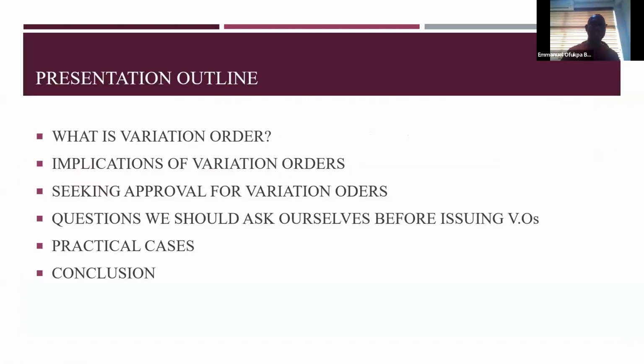My presentation outline is going to be like this. We will look at what is a variation order in brief, the implications of variation orders, seeking approval for variation orders, then questions we should ask ourselves before issuing variation orders. Then we'll look at some practical cases, and then we conclude.